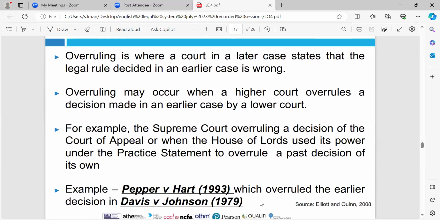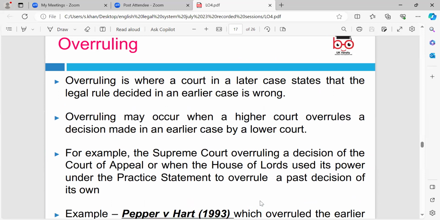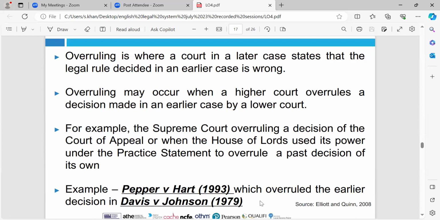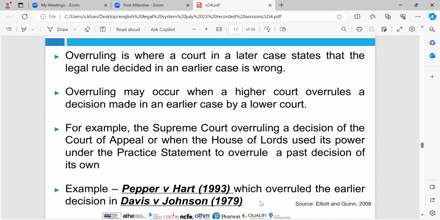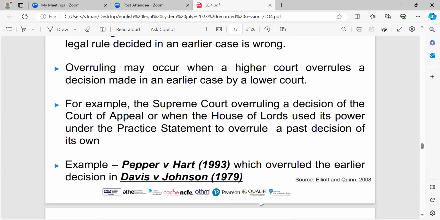Overruling. So overruling is where a court in a later case states that the legal rule decided in an earlier case is wrong. Overruling may occur when a higher court overrules a decision made in an earlier case by a lower court. For example, the Supreme Court overruling a decision of the Court of Appeal, or when the House of Lords used its power under the practice statement to overrule a past decision of its own.